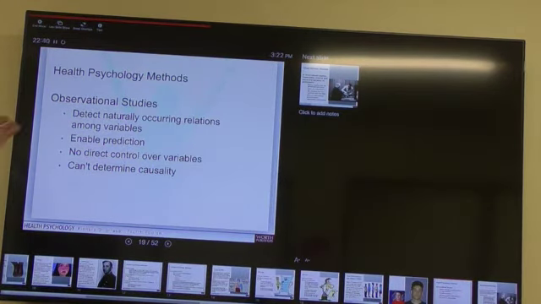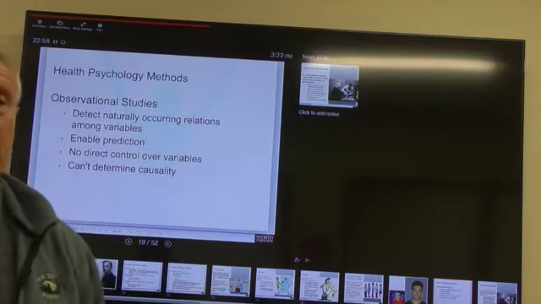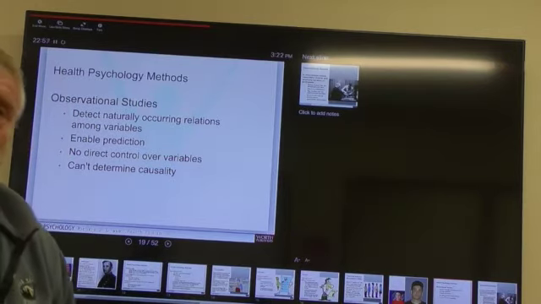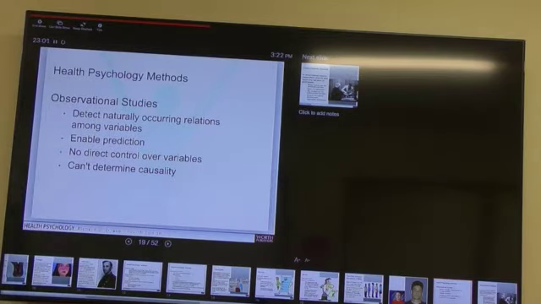That's the point. Observational studies detect naturally occurring relations among variables. They enable prediction. No direct control over variables. They can't determine causality, is the problem with observing things. And, of course, if we're trying to figure out where the coronavirus came from, then we need to determine causality. That's what was going on with the pellagra. We had this problem, and we needed to figure out where it came from.